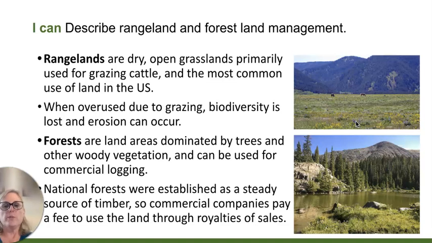Forests, of course, are dominated by trees and other woody vegetation and can be used for commercial logging. So you can cut down the trees and sell it. You can get a permit in a national forest and people bid for those permits. The national forests were set aside so there would be a steady source of timber in the United States to be used. And they wanted our forests to stay because they're a natural resource.